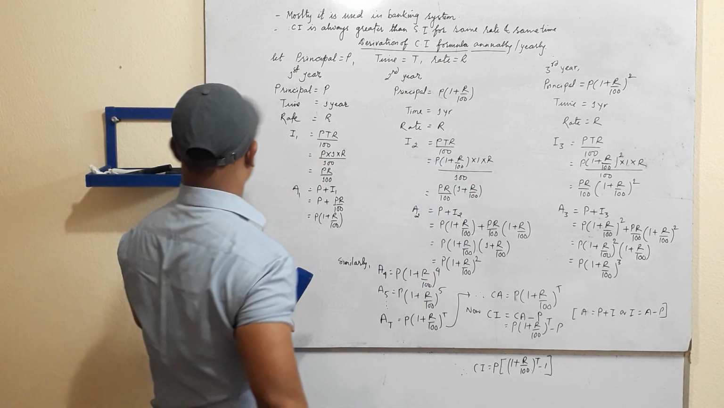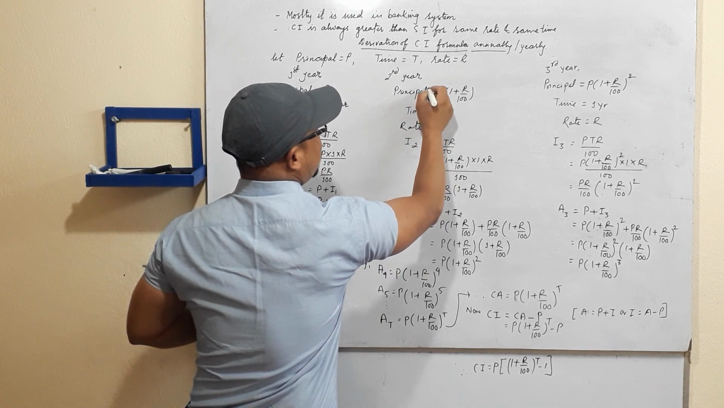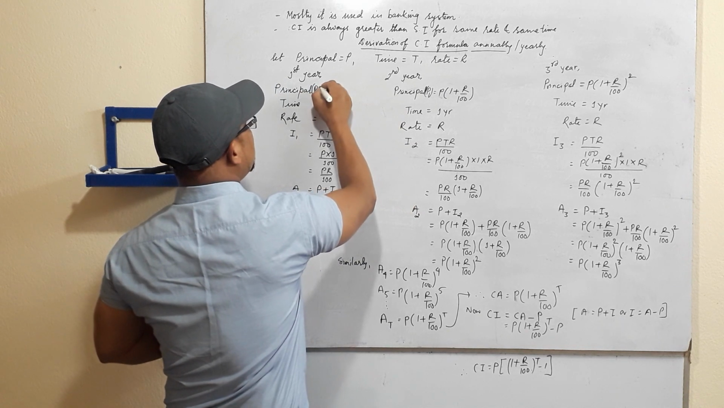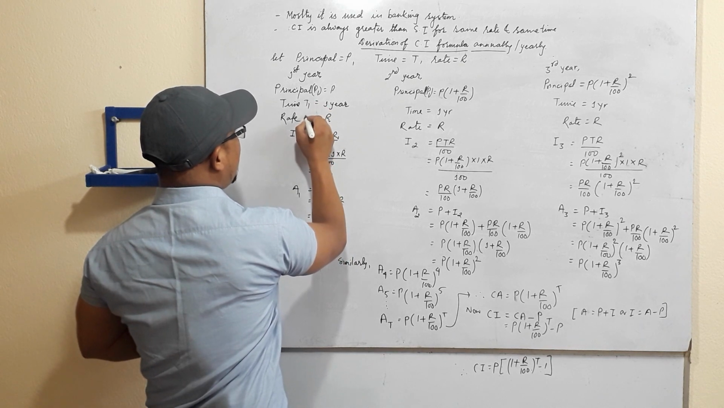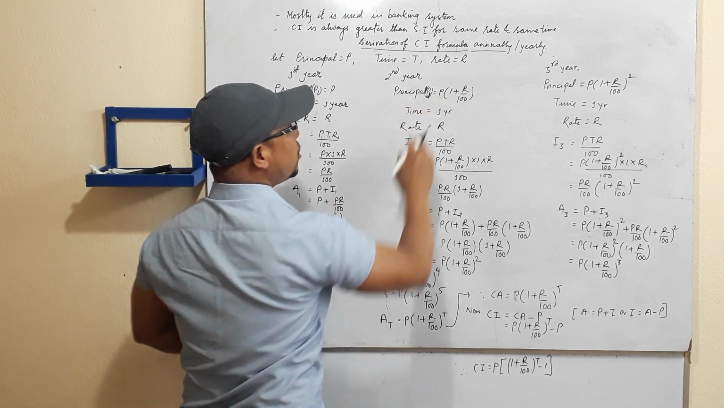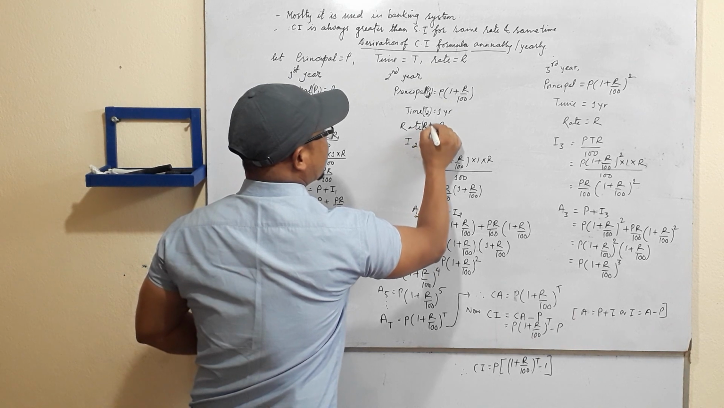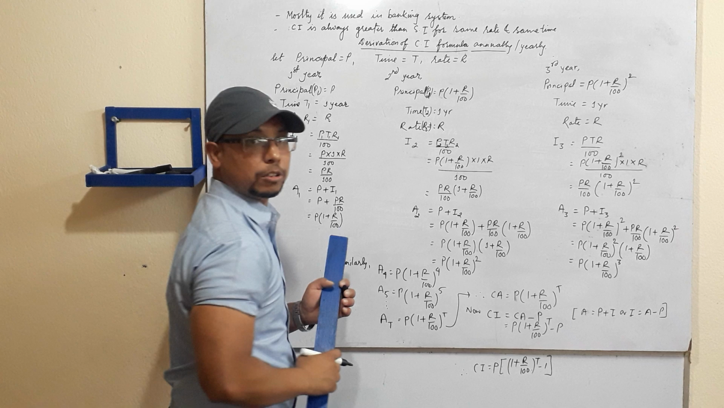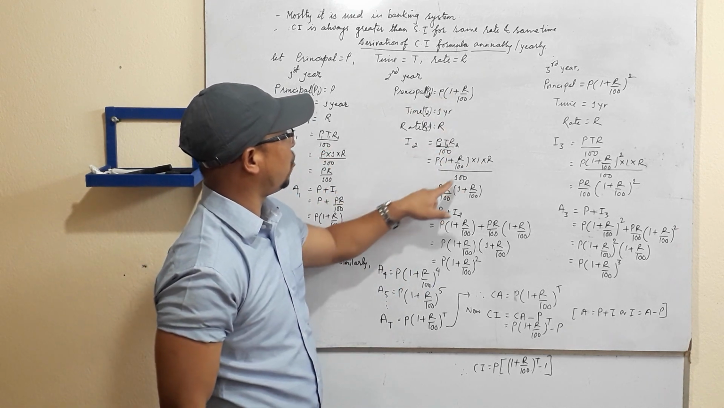Okay, don't get confused here. This P and this P are different. So let me distinguish it by P1. Let's say this is P1 equals P, so P1, T1, R1. This is T1, this is R1. And this is P2, this is T2, and this is R2 for the second year. So here we have P2, T2, R2. P2 is P(1 + R/100), T2 is 1, R2 is R, whole divided by 100.